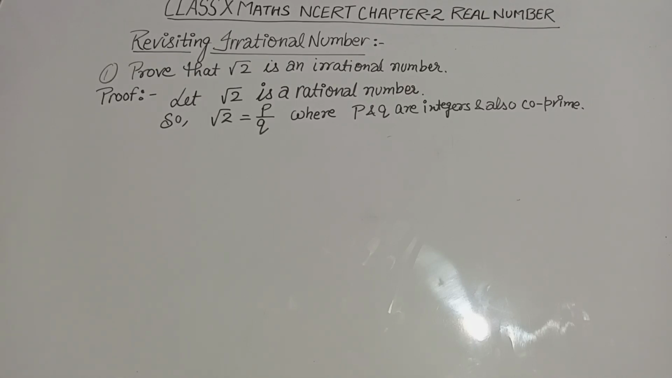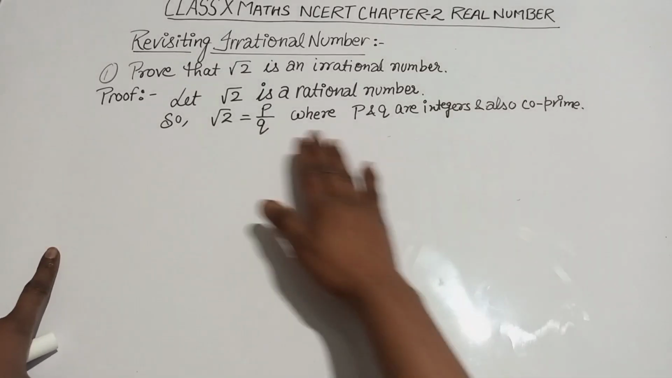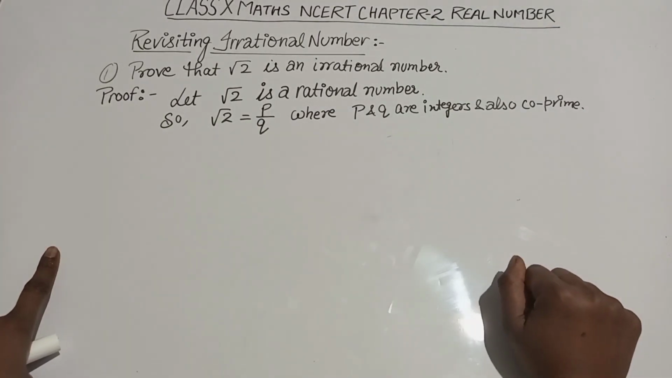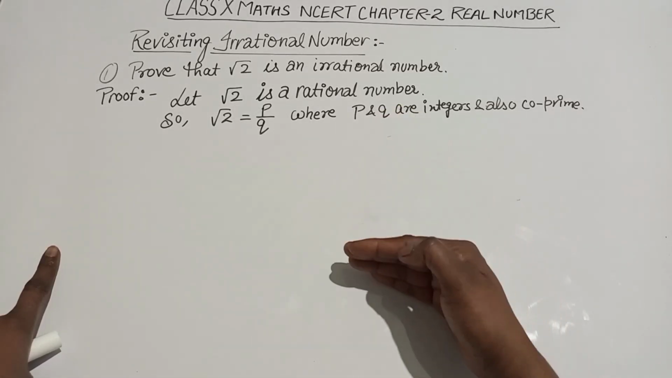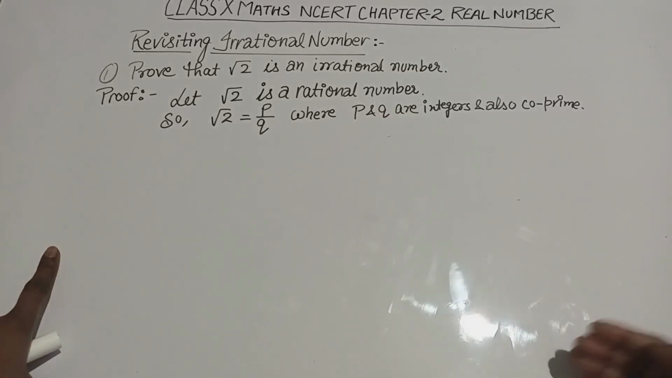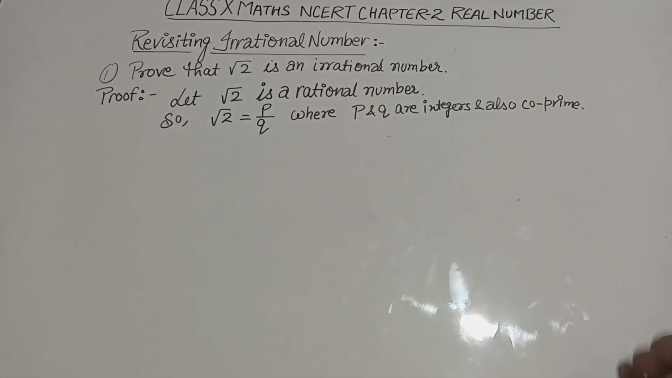Now here we prove that p and q are not co-prime. Here the first condition is that it is in p by q form and it is co-prime. Now I will prove that p and q are not co-prime. It means p comes in the table of 2 also and q also comes in the table of 2. It means it is a contradiction. Root 2 is in p by q form and p and q are co-prime. If they are not co-prime, then it is not a rational number. If it is not a rational number, it is an irrational number.